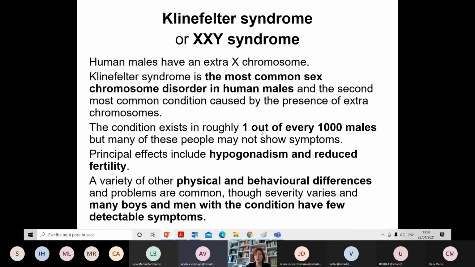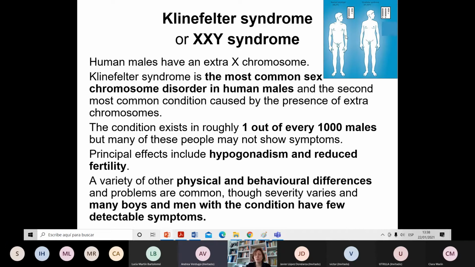It appears 1 out of every 1,000 males, okay? So it's not so strange. Think that in Toledo we've got 70,000 people, so half of them are boys. We could have 4 people having this syndrome in our town. Not so rare, it's not one in the planet, it's quite common, okay? It's obviously not the most common, but it's quite common.